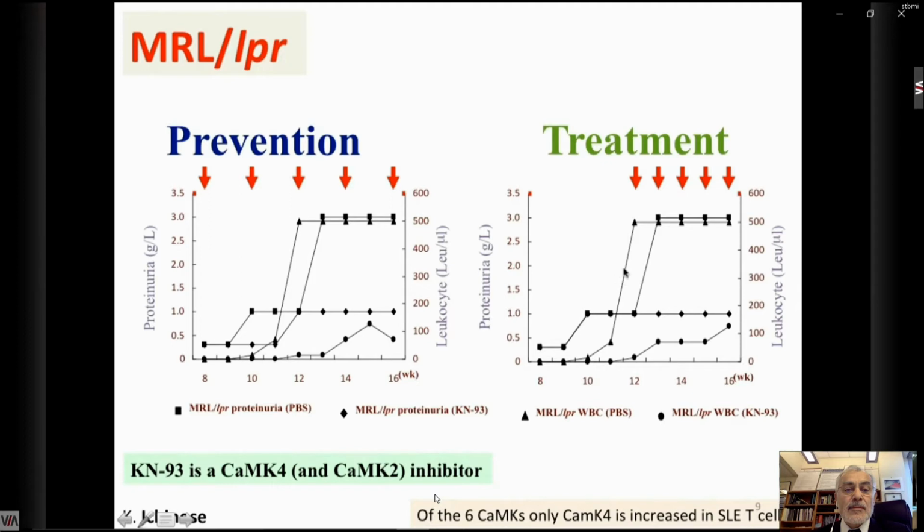We asked whether we can reverse the process after the disease has started. So we started administering KN93 to mice prone to lupus, the MRL-LPR mouse, after they had started developing disease, which is about week 12 of age. And as you can see here, late administration of the CAMK4 inhibitor was able to reverse the disease process.